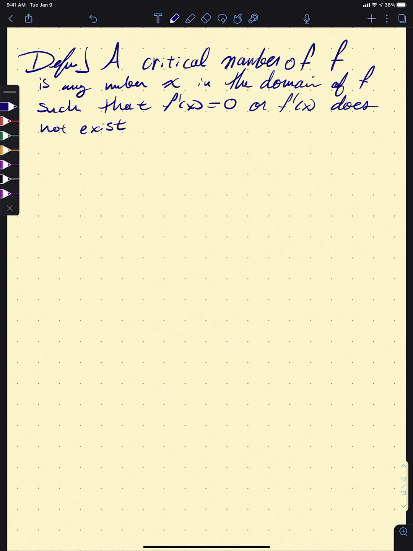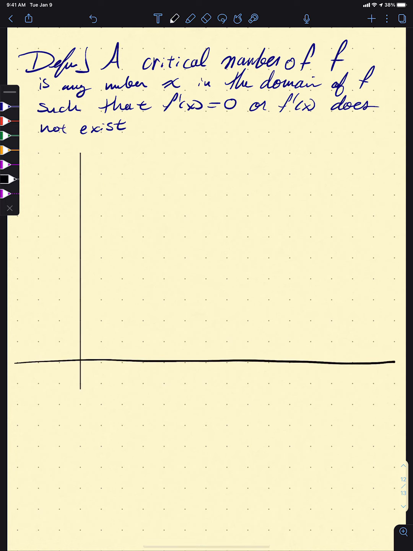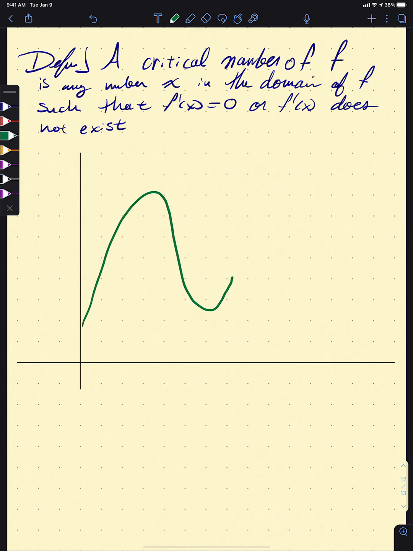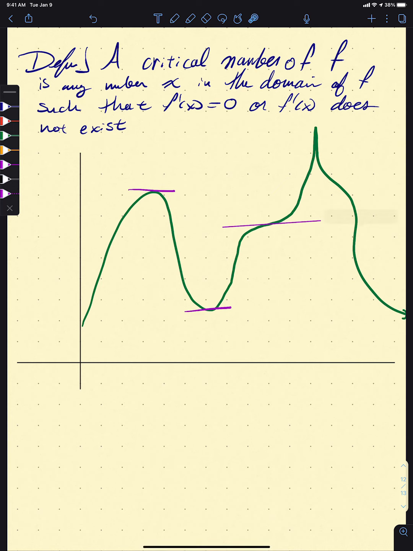It will give us candidates for finding local extrema, right? If we were to just throw some weird function on here, maybe it goes up and then down, and then it does a little slide, and then it hits a corner, and then it does something like this, right? At these points, we're going to have horizontal tangent lines, right?